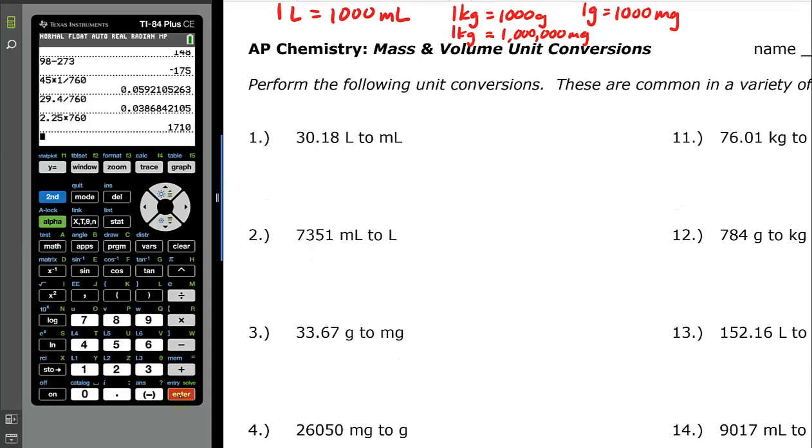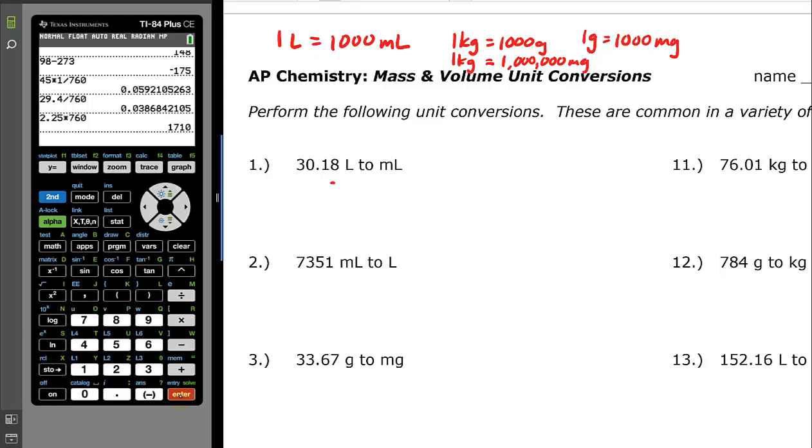30.18 liters. I need to get to milliliters. Again, I'm going to use an equality that I know is true. 1,000 milliliters per liter. And that's from the list at the top of the page. Liters will cancel out if I set it up that way. And the answer, 30,180 milliliters. All right. You're literally just moving the decimal over 3 times on every problem on this page, or maybe 6 times if there's a milligrams to kilograms question.